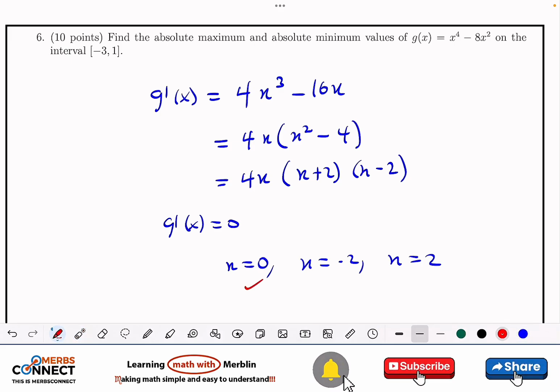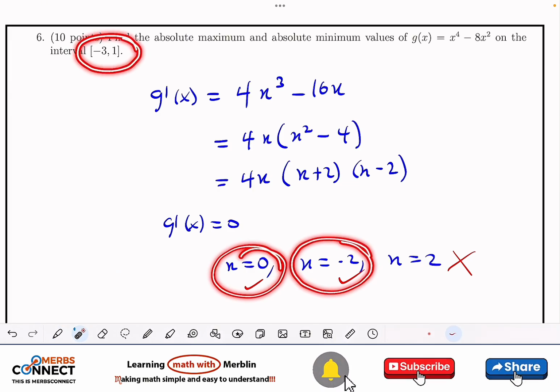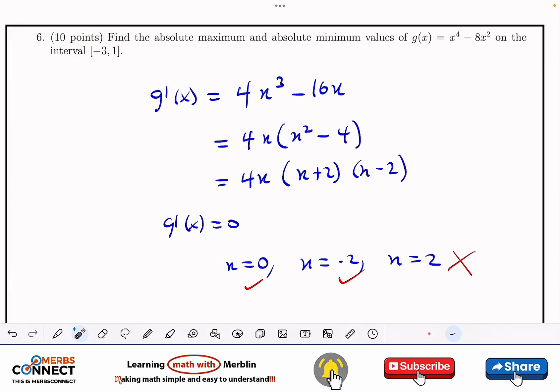Is that there? Yes. Okay, so 0 is there. Do we have negative 2 inside the domain? Also yes. Do we have 2 inside the domain? No. So this guy here is out. So we are going to use this, and then the endpoints to find the maximum and minimum.